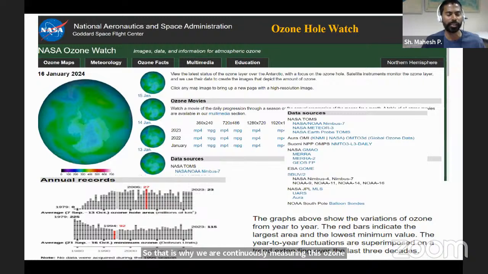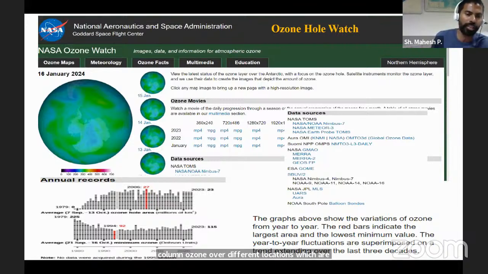Also, the India Meteorological Department has a ground-based network to monitor the total column ozone over different locations which are latitudinally distributed over the country. Also, to monitor this ozone, people are launching balloon-based ozone platforms, which measure vertical information from the surface to 30-35 kilometer altitude at very high resolution. All this data is very useful for information services as well as research purposes, to see how atmospheric dynamics also play a role in the troposphere as well as in the stratosphere.